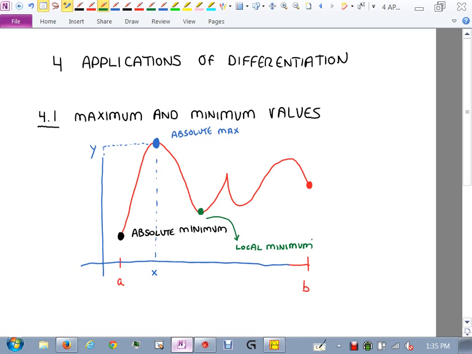Now, how about a local maximum? Can someone point out a local maximum? What's that? This pointy thing, we call that a cusp, right? Right there at that point up there, that would be a local max. Right? Do we have another local max? Yep. Over here?